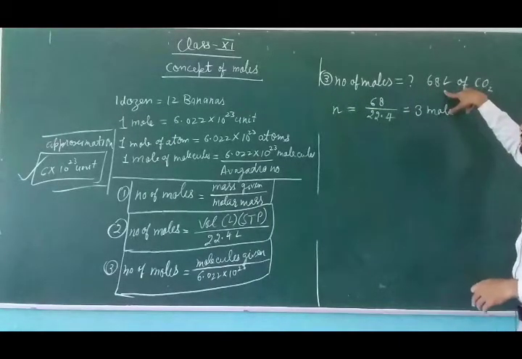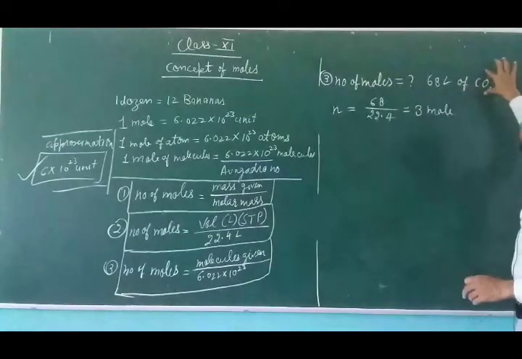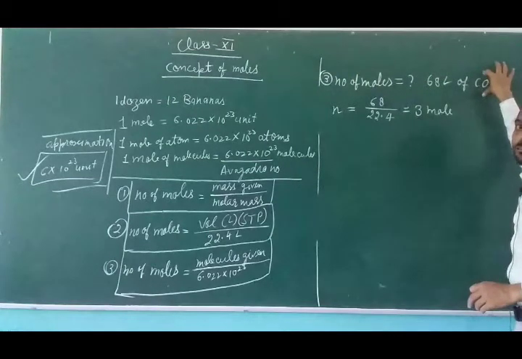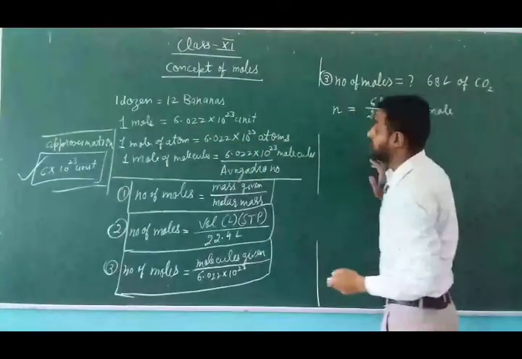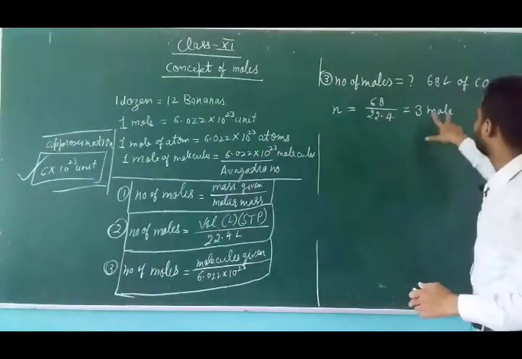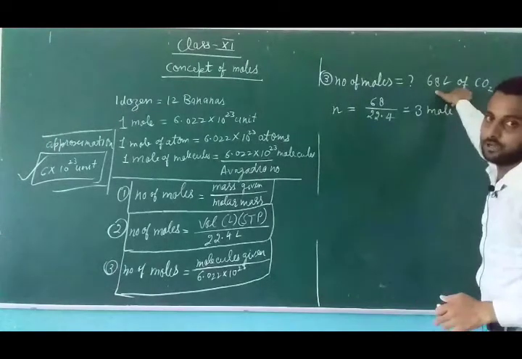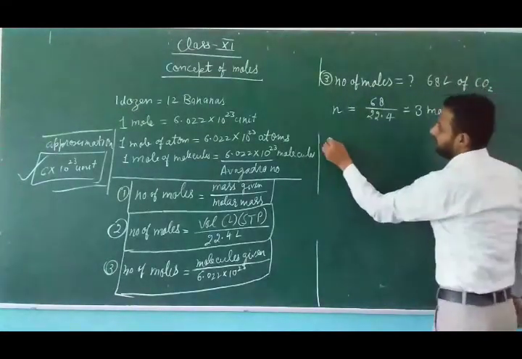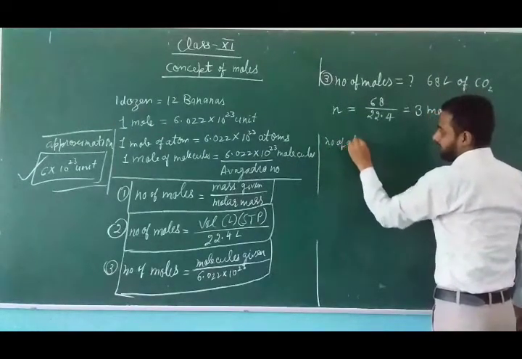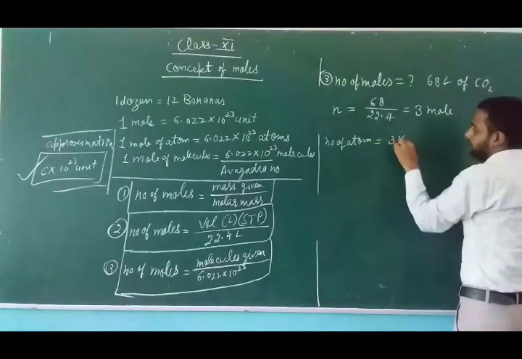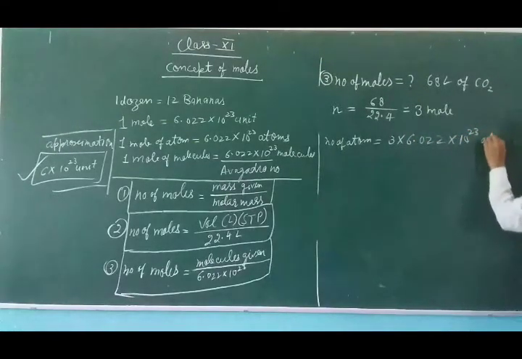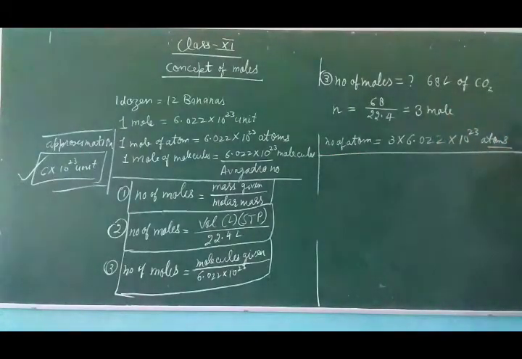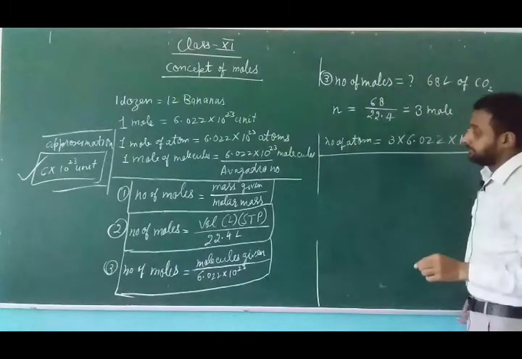Now similarly we can find out the number of atoms present in 68 liter of CO2. If we have 3 moles and 1 mole contains 6.022 into 10 to the power 23 atoms, then the number of atoms is equal to 3 into 6.022 into 10 to the power 23 atoms.